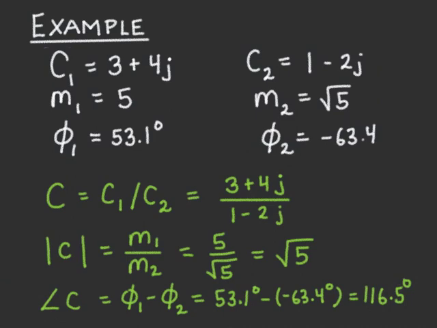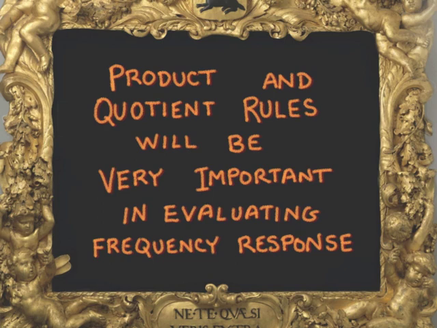We'll do a quick example to illustrate, and here we use the exact same complex numbers that we used in our previous example. So C1 is 3 plus 4j and C2 is 1 minus 2j, and we found the magnitudes and phases of these complex numbers before. So now, using our quotient rule, we find the magnitude of C is m1 over m2, which is 5 over square root of 5, which of course is square root of 5. And the angle of complex number C will be Phi1 minus Phi2, and this will be 116.5 degrees. As we'll see in upcoming presentations, the product and quotient rules will turn out to be very important in evaluating the frequency response of linear time invariant systems.